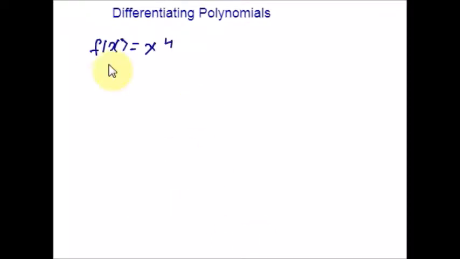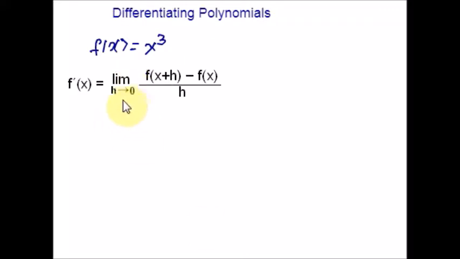Differentiate x cube. We have no rules so far for third degree functions, so we have to use the definition. f dash of x is nothing but limit h tends to 0, f of x plus h minus f of x divided by h. Just replace f of x by x cube and f of x plus h as x plus h the whole cube.